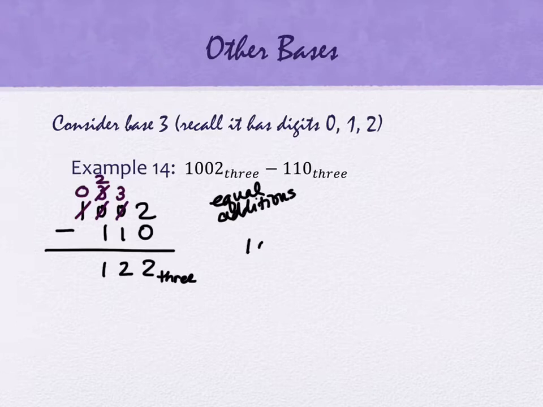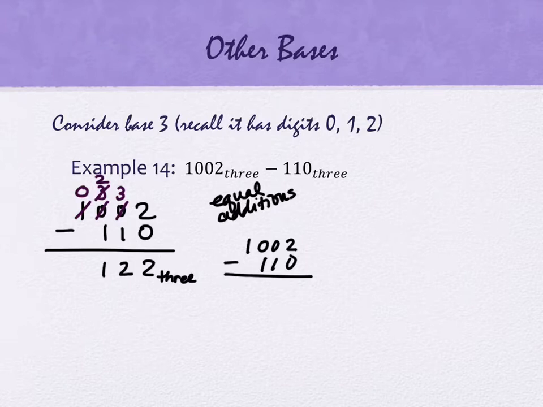And we have 1, 0, 0, 2 minus 1, 1, 0, wasn't it? Yeah. Okay. Now, the ones column is fine. I've already got a 0 in it. It doesn't need any borrowing. There's no problems with that.